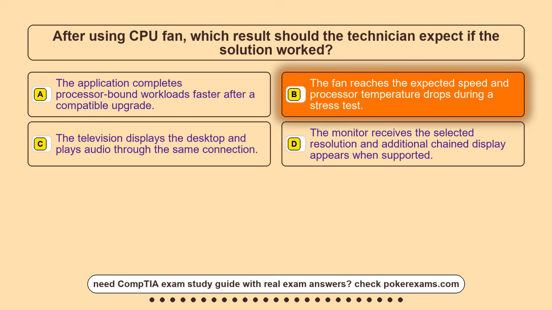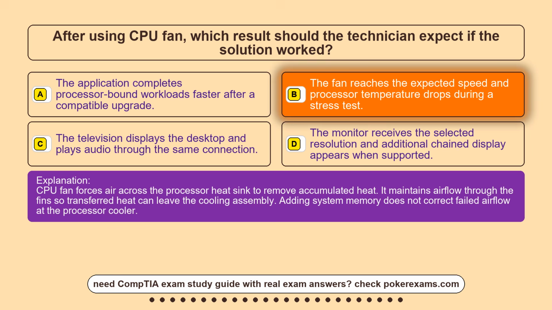The correct answer is option B. The fan reaches the expected speed and processor temperature drops during a stress test. A CPU fan forces air across the processor heatsink to remove accumulated heat. It maintains airflow through the fins so transferred heat can leave the cooling assembly. Adding system memory does not correct failed airflow at the processor cooler.